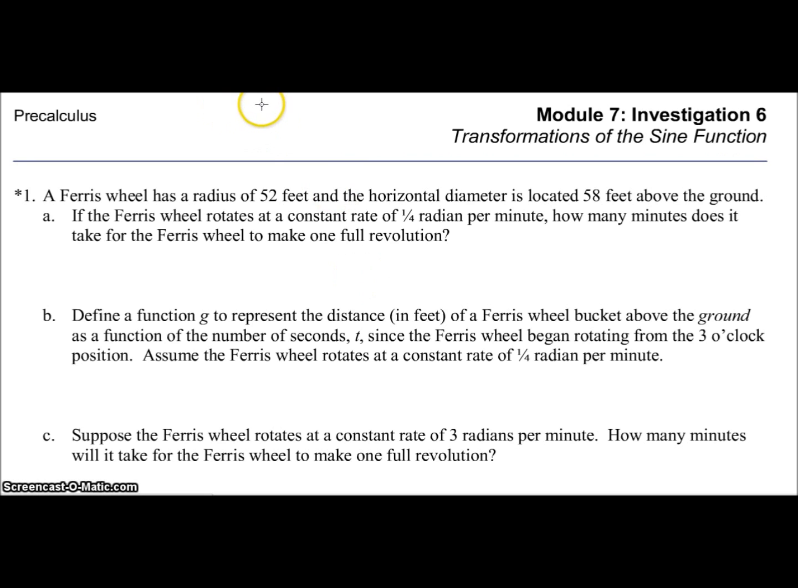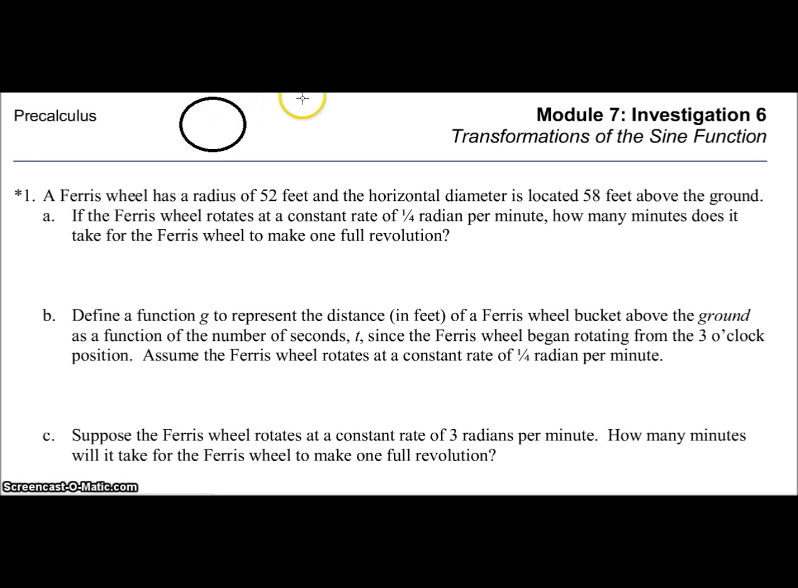So I kind of want to draw this. Here's this blue line, which will be the ground. Then if we go 58 feet above, we get to the horizontal diameter, so that would actually be up here. So this is 58 feet, and then our radius is 52 feet.